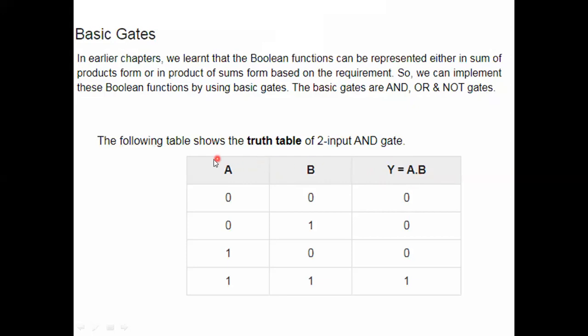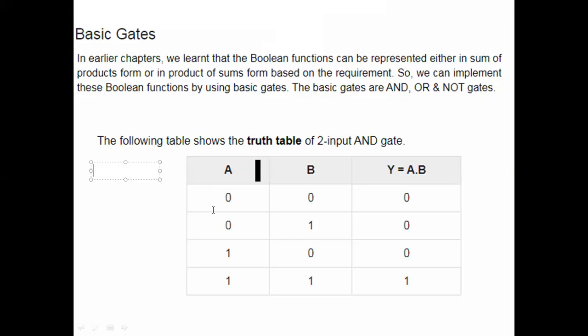Remember this. Whenever we are using two inputs, how many combinations are we getting? Two squared combinations. Two squared means 4, so we get 4 combinations. What are the 4 combinations? 0 0, 0 1, 1 0, and 1 1.